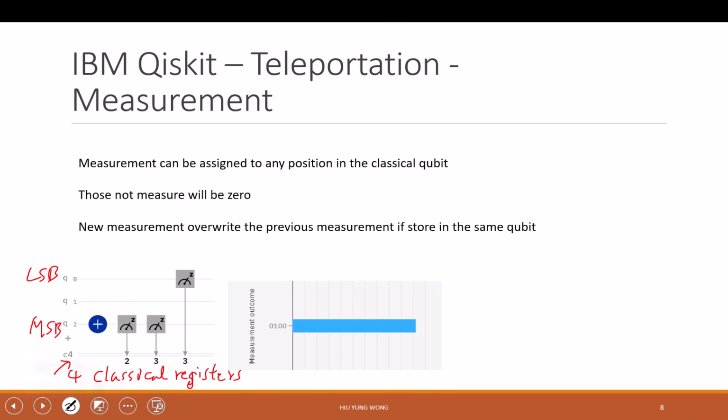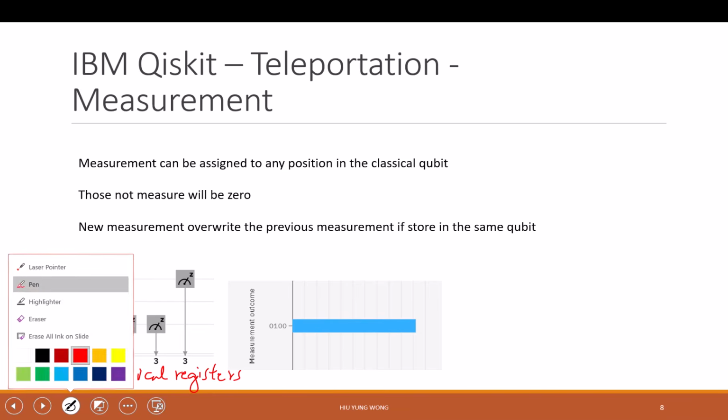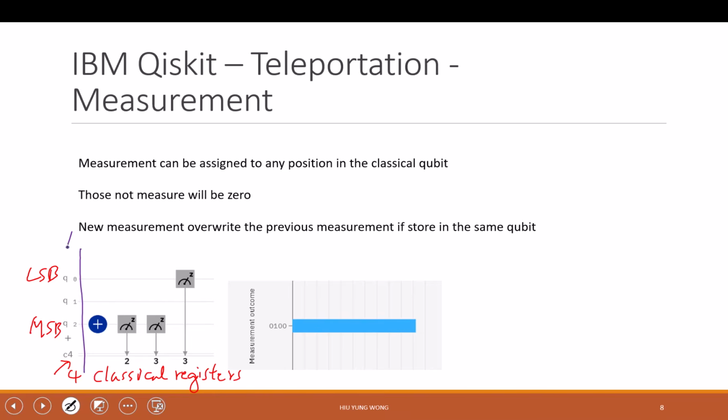To store your measurement result. Is this okay? Although I have 3 qubits, I deliberately make 4 classical registers. That's it, I just did that deliberately, okay? So I want to show a few things. If I call this A, this B, and then C, D, E.